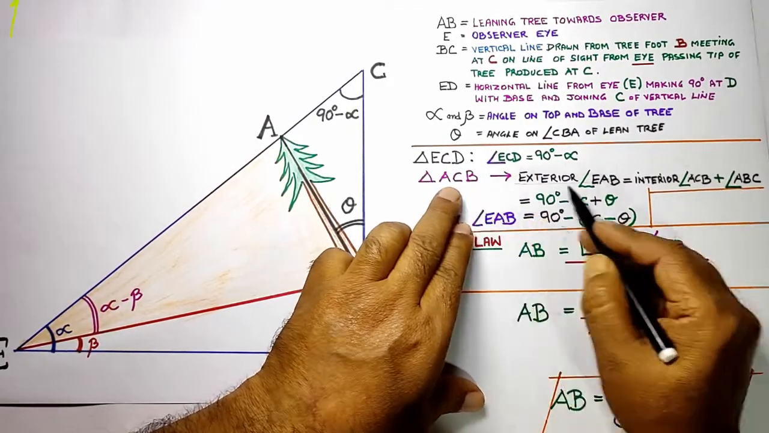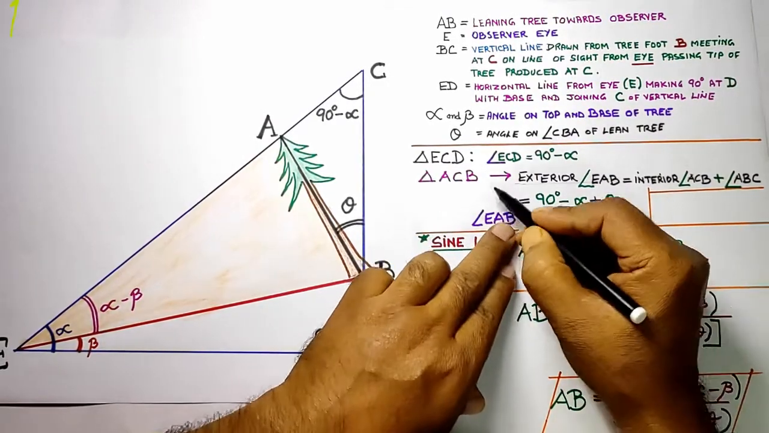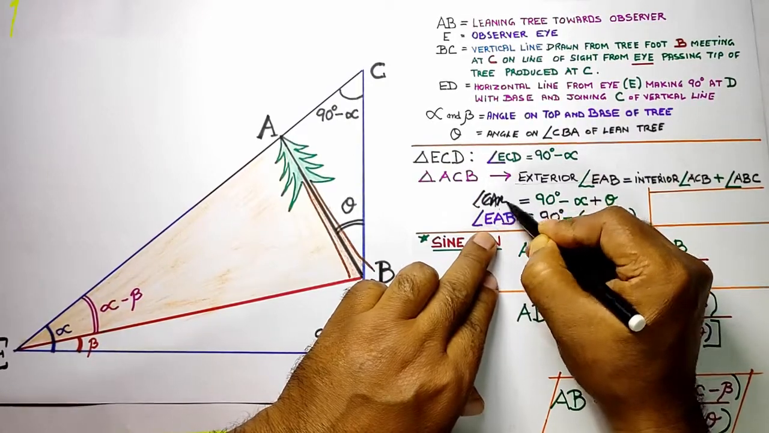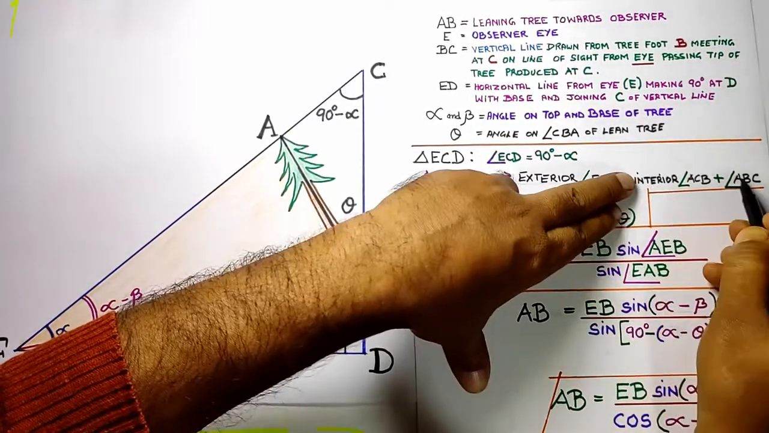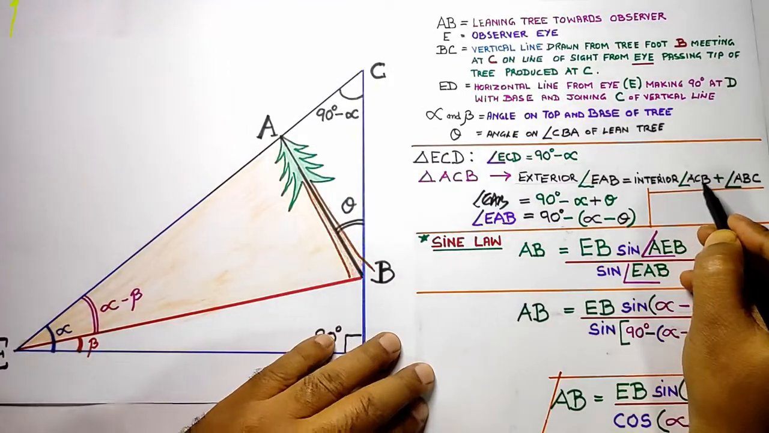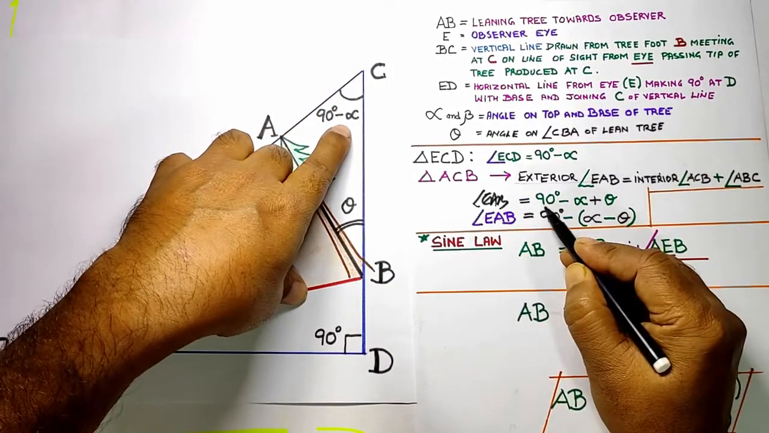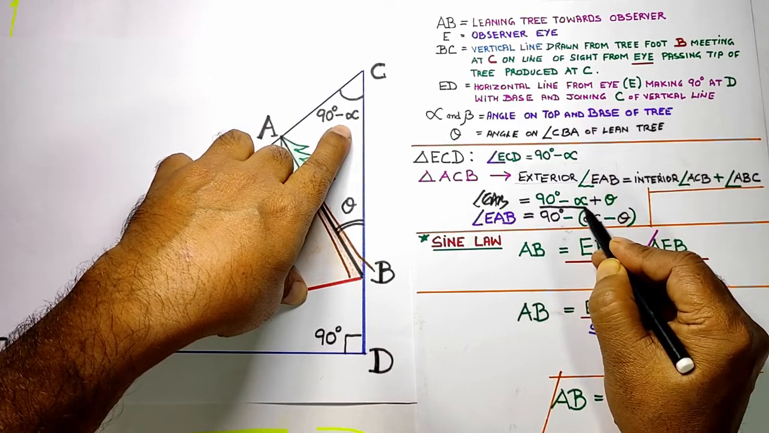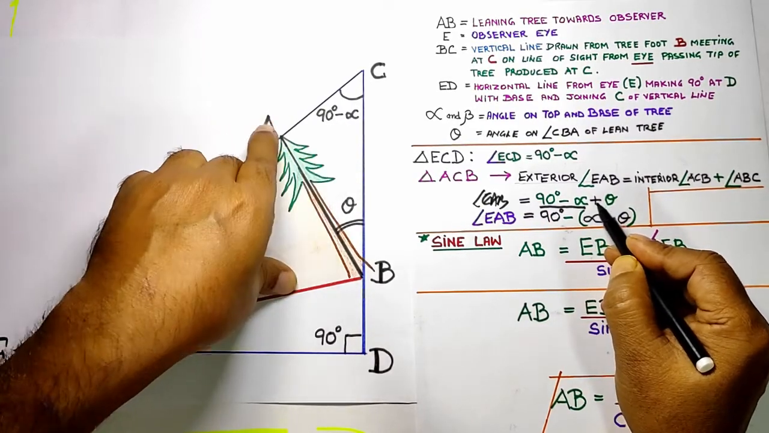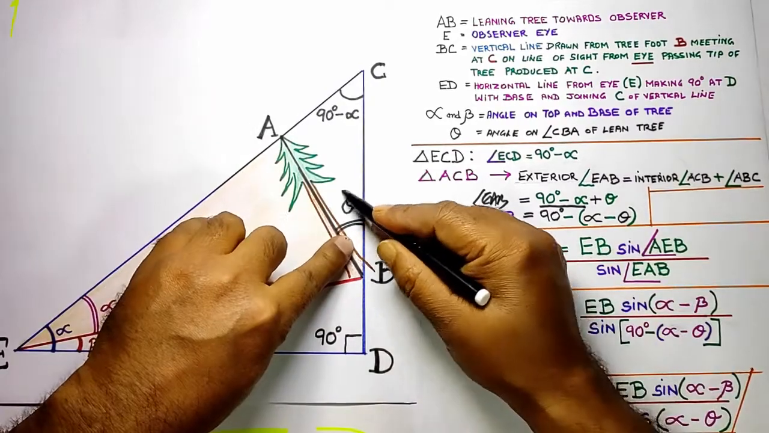Let's find this EAB. What is EAB? Angle EAB is the sum of two interior angles. What is the sum? ACB. ACB is what? This one, 90 minus alpha, plus what? ABC. What is ABC? ABC is theta.